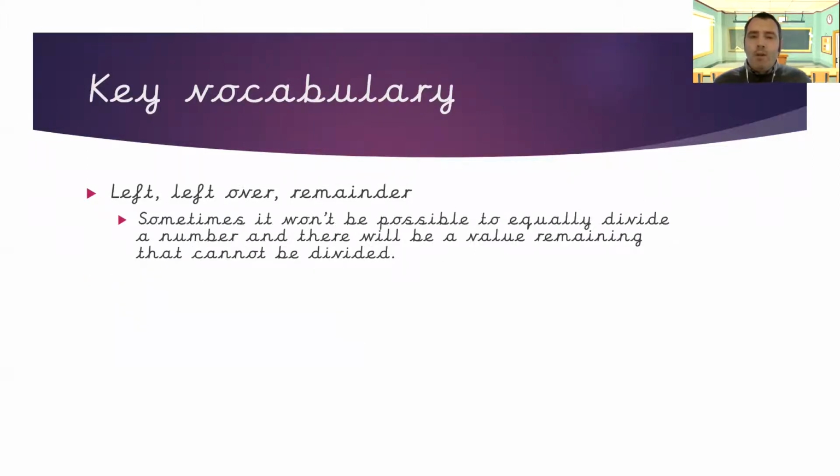Unfortunately, not all the time when we're doing divisions do we get perfectly nice, neat answers without anything left over. These are called remainders. As I said, it won't always be possible to equally divide a number, and there'll be some left over. It's really annoying, but there'll be what's called a remainder, which we can't divide because it's smaller than the number we're dividing by.